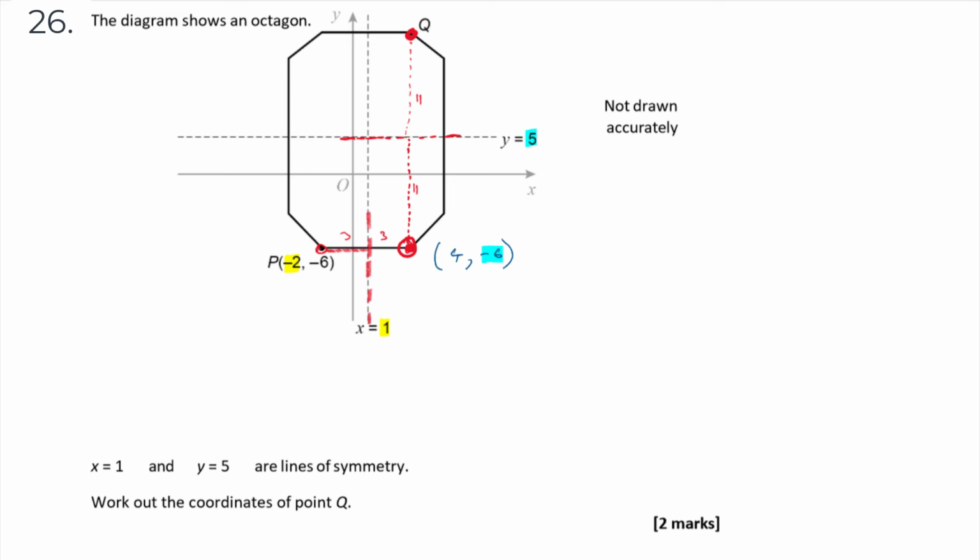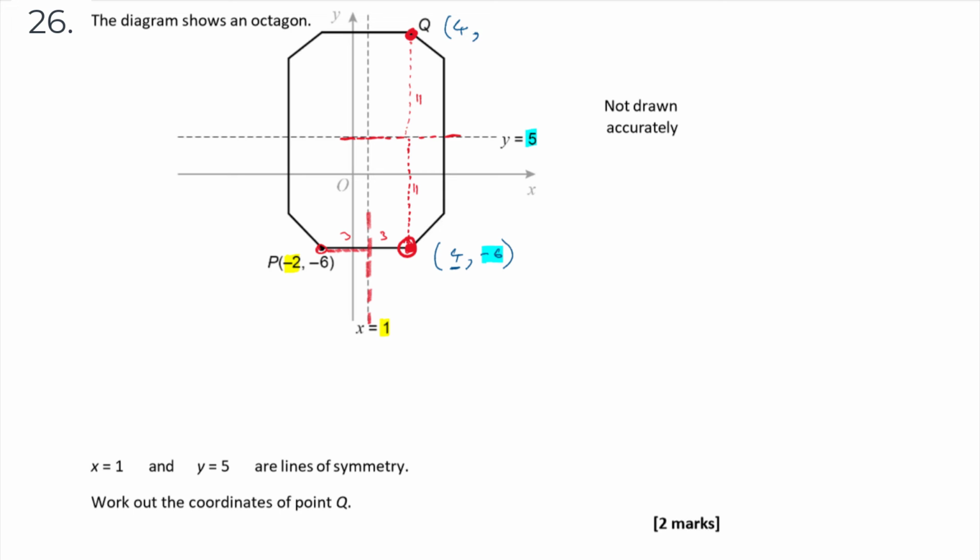Now the x-coordinate of Q is going to be the same as the x-coordinate of our middle point there that I haven't given a name to. I should probably give it a name. Seems a bit late now. But anyway, that's going to be the coordinate 4, same as that one at the bottom.